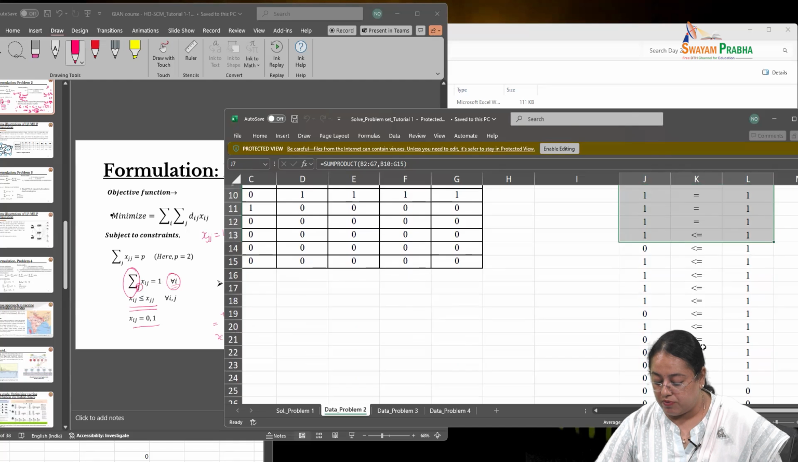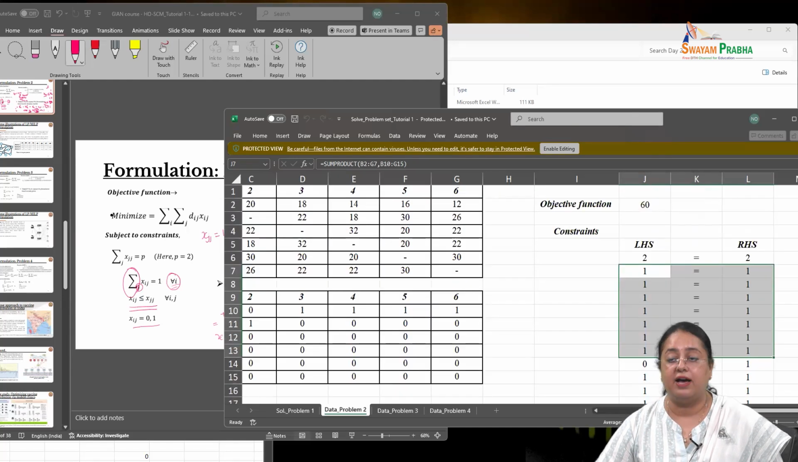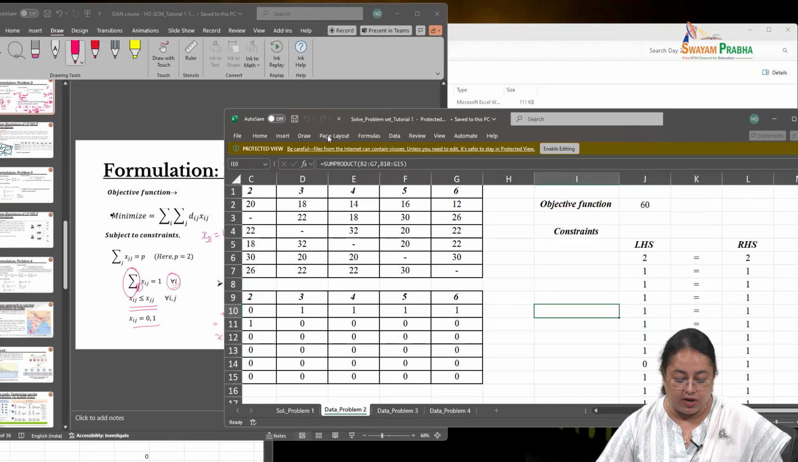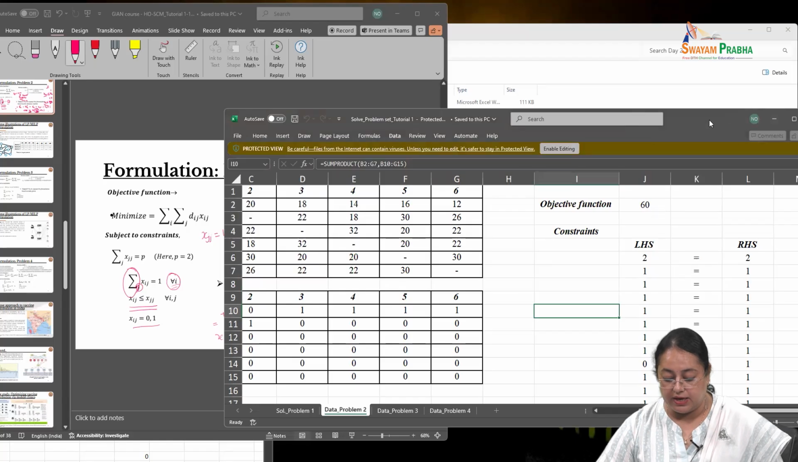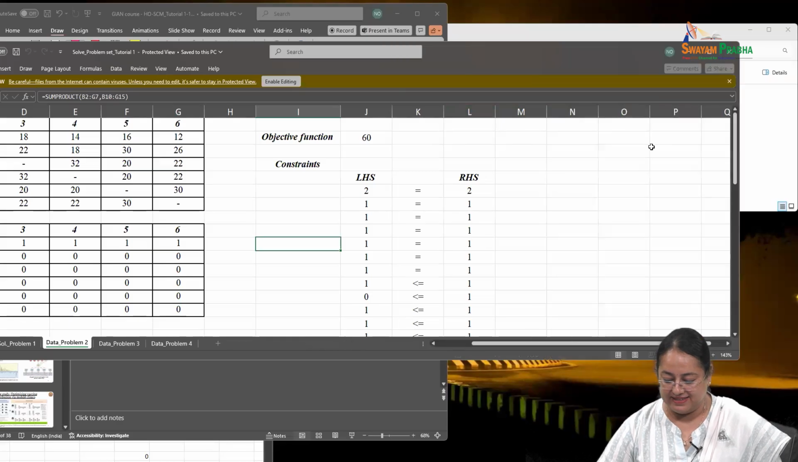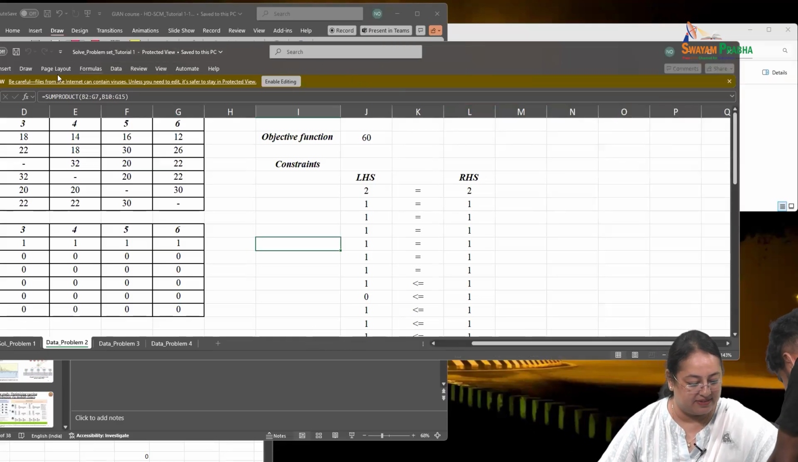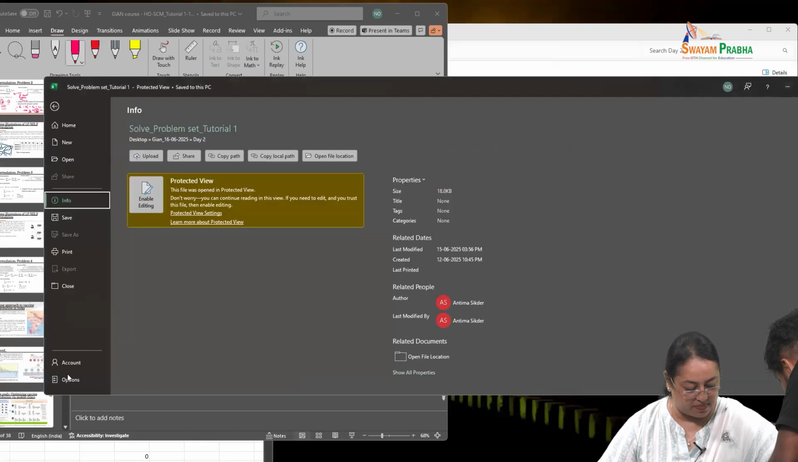Okay. So now once you have put the formulas here, this is just for our indication. Now we want to solve it. Go to Data. Is Solver included here or not? Solver is there or not? In Data only, no? First check whether Solver is there or not.